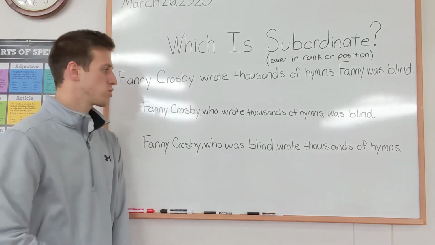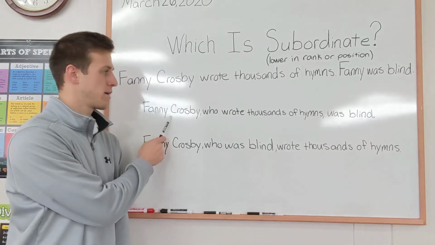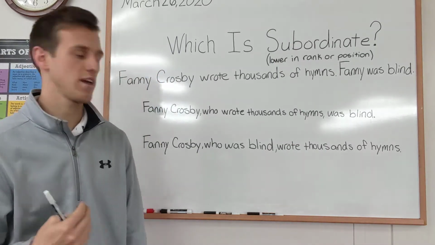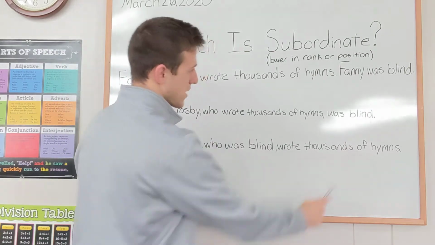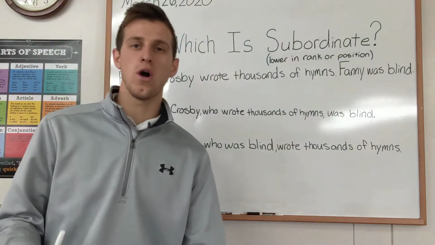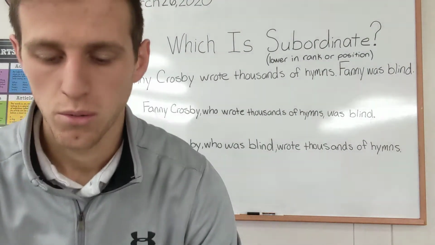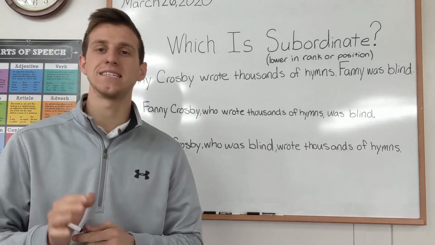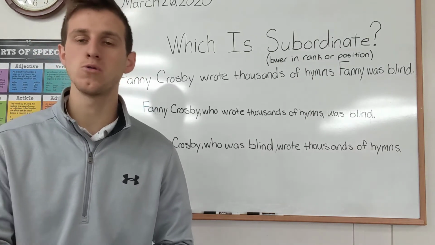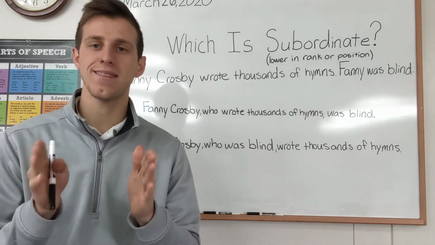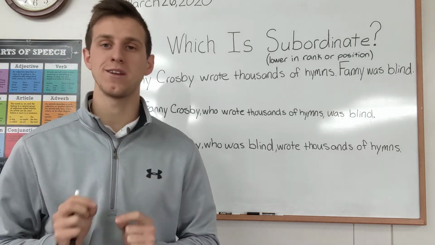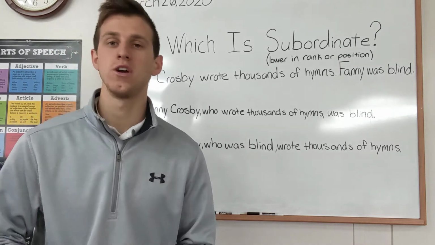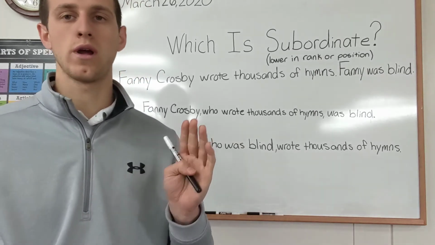Notice the difference? Notice we're emphasizing our more important information up here. Fanny Crosby was blind, and then down here we're emphasizing that she wrote thousands of hymns. Fanny Crosby wrote thousands of hymns. All right? So when we're combining our sentences, look at the two sentences that we are combining and decide which sentence has the most important information. And then make that sentence your independent clause. And then add the other sentence, making it your dependent clause using a subordinate conjunction or a relative pronoun, all right?